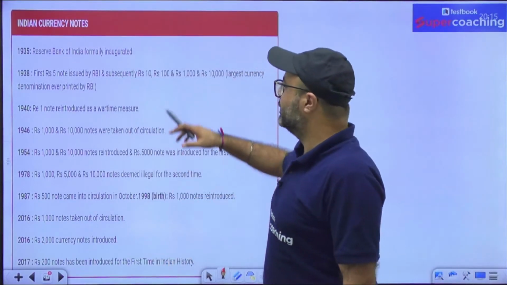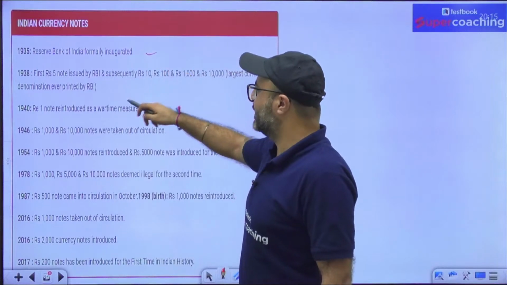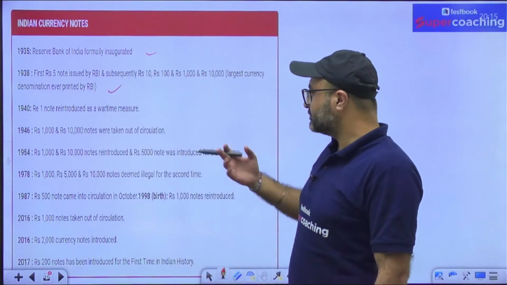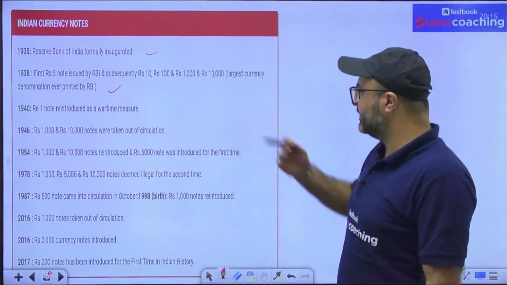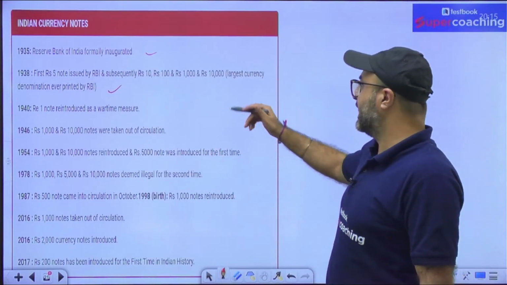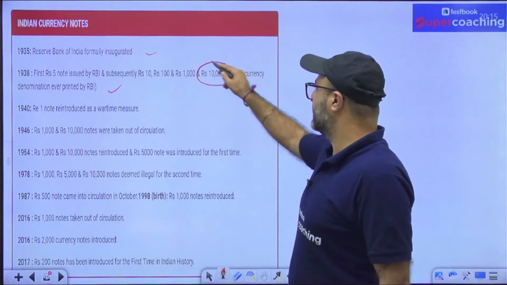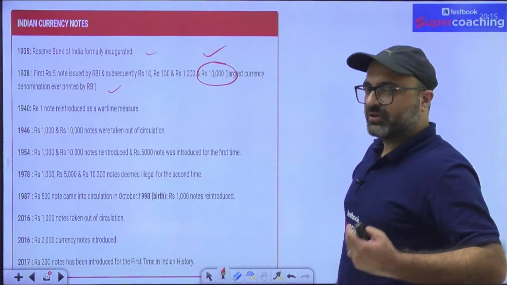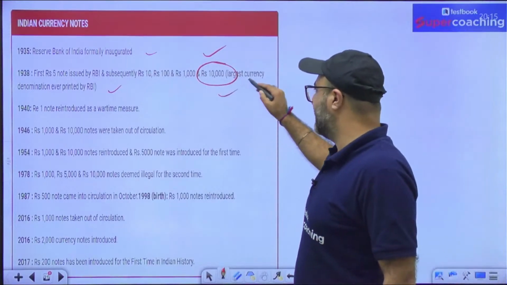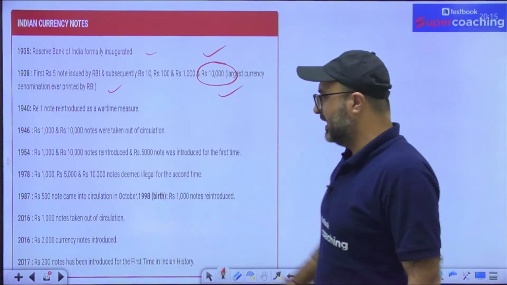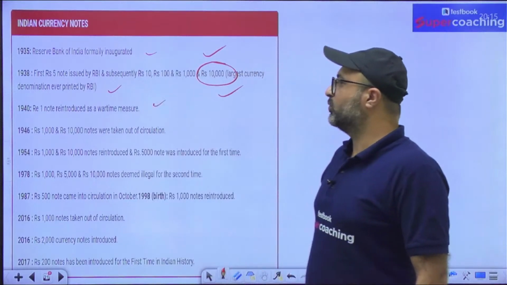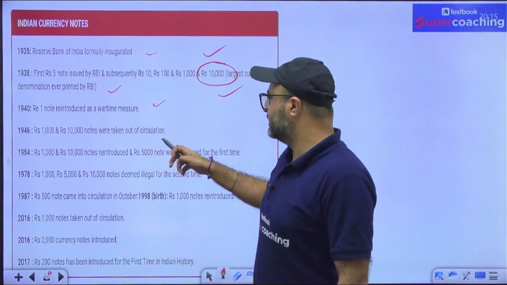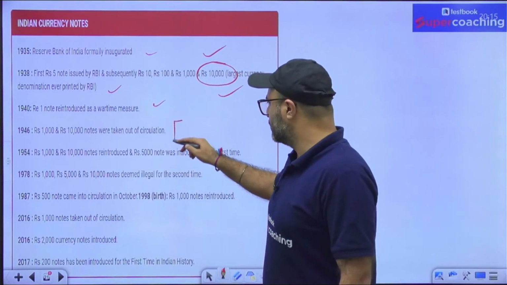In 1935, RBI was inaugurated. 1938, first 5 rupee note was issued by RBI, then 10, 100, 1000 and even 10,000. So RBI can print what value or what denomination, maximum denomination. So RBI has a power to print maximum denomination of 10,000 rupees. 1940, 1 rupee note was reintroduced. Then 1946, 1000 and 10,000 notes were taken out of circulation.